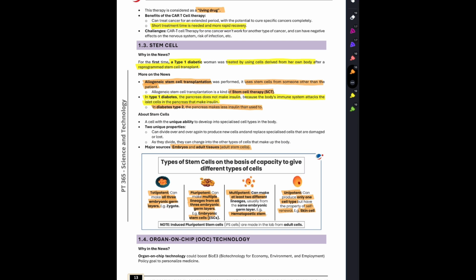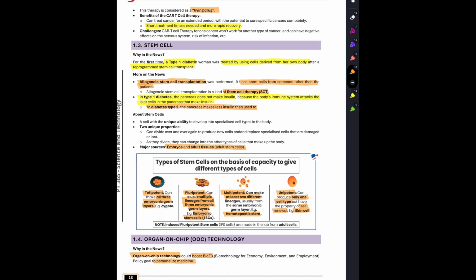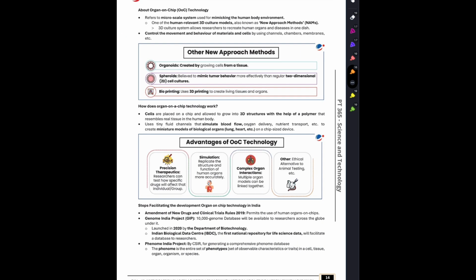Next is organ on chip technology, OOC. Organ on chip technology could boost Bio3, biotechnology for economy, environment, and employment policy goals, towards personalized medicine, the customization of medicine. Organ on chip technology refers to a microscale system used for mimicking the human body environment. It is one of the human relevant 3D culture models, also known as New Approach Methods, NAMs.